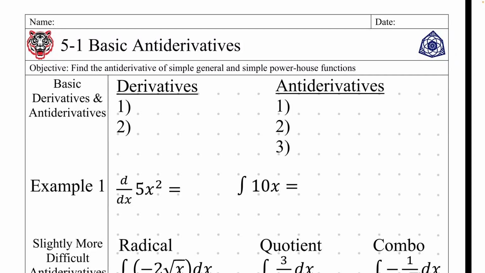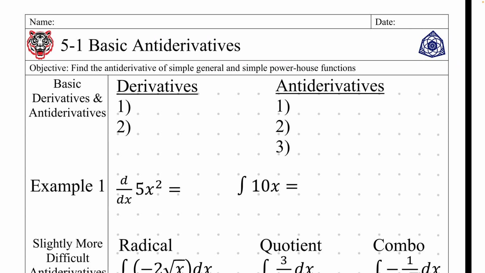All right, we are in AP Calculus AB. We are on our new unit 5-1. Our title today is Basic Antiderivatives. Giorgio, what's our objective today? Find the antiderivative of simple general and simple power functions. There it is. So, going backwards.